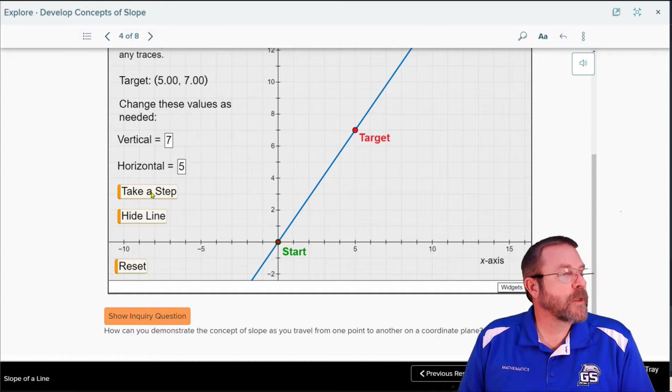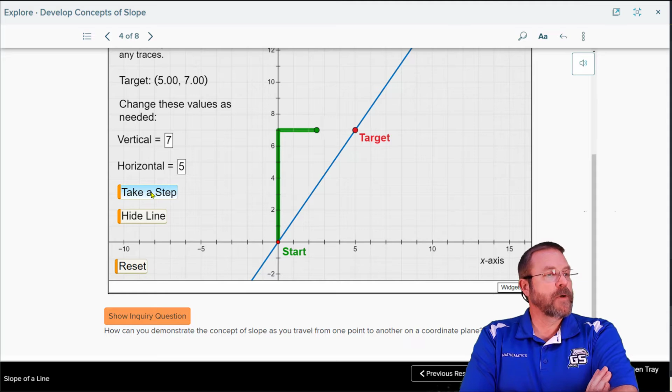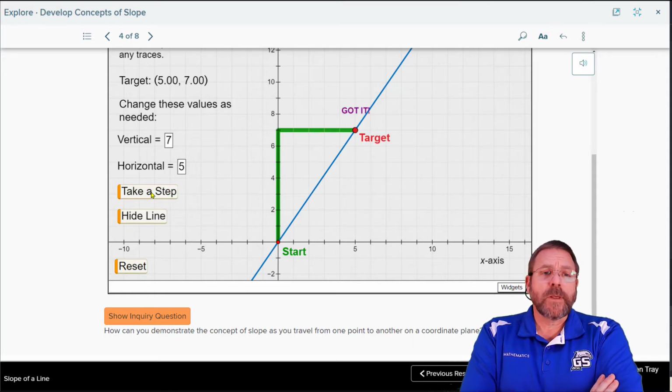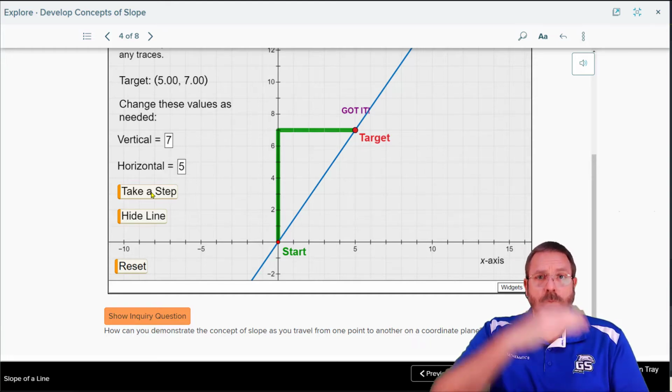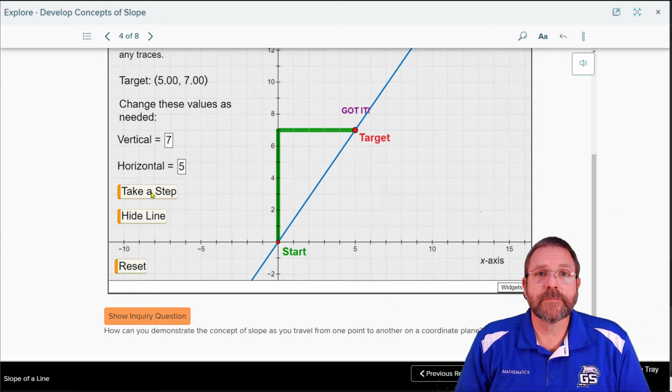Now if I was to take that step right there, rise 7 and run 5, that would end up getting us to our destination. That would be the slope. The slope of that line would be 7 over 5. Rise over run. It really is that simple doing slope.